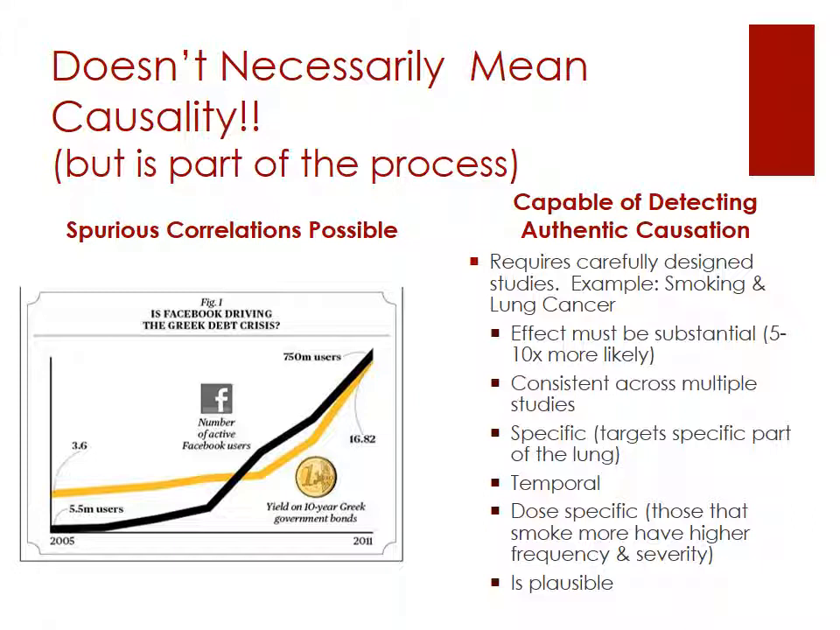We're following the same people over a period of time. It needs to be dose specific. So, for example, those that are smoking more have a higher frequency and severity of lung cancer, which is true. And lastly, it simply has to be plausible. So, when we're looking at correlation data, be careful not to throw out all data just because it's correlation and say that we can't make any statements about causation from it. We can make very solid statements of causation from a very well-designed group of studies that are interacting and interlinking together that meet these criteria.